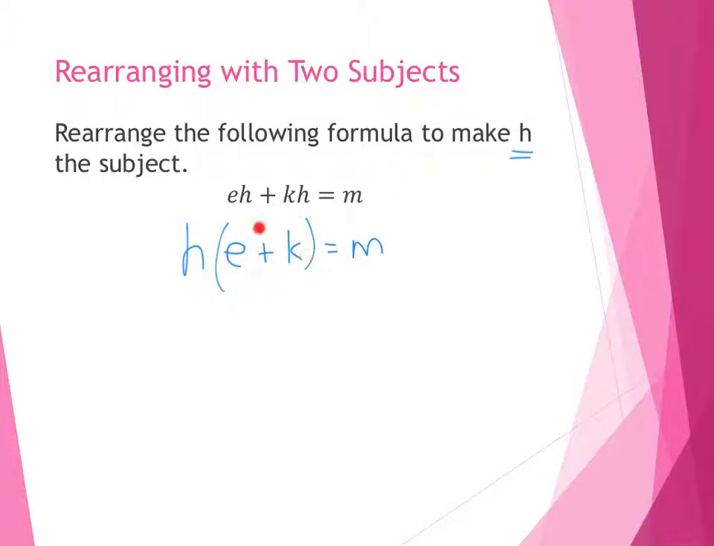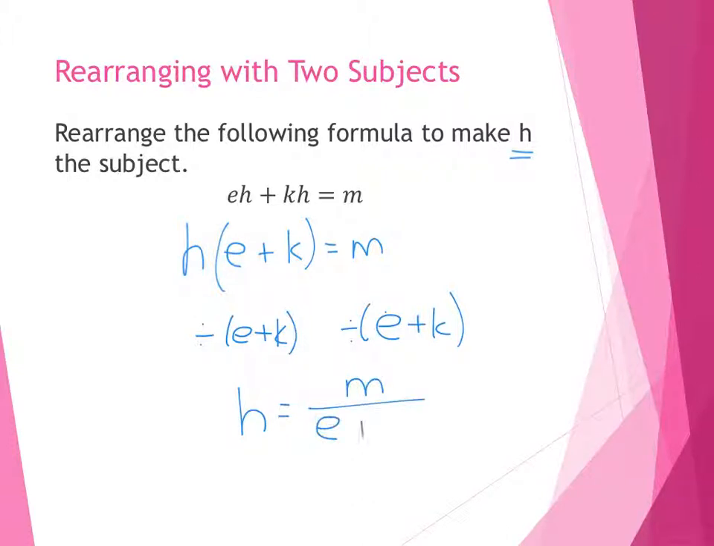Now this bracket here with the h in front of it means h times the bracket, so if we want to get rid of the bracket we're going to have to divide by it. So we're going to divide by e plus k on the left and divide by e plus k on the right. So now we have h equals m over e plus k, and that will be our final answer.